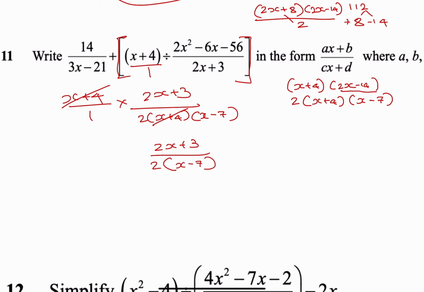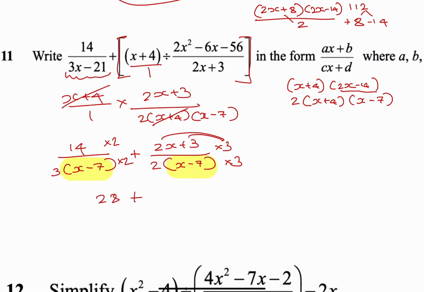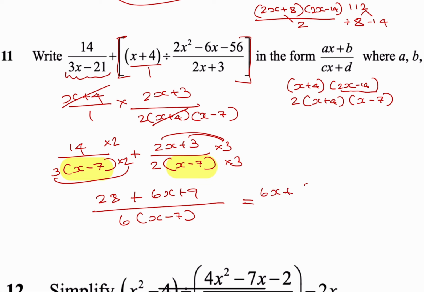Yeah? And plus, okay, 14 over, I better factorize this guy. 3 outside, x minus 7. Now, what I do have in common, my x minus 7 is common. The 2, I don't have a 2 here, so times everything by 2 here. I don't have a 3 on the other side, so times it by 3. So what do you have then? 28 plus, if you multiply it here and here, that's 6x plus 9 all over 2 times 3 is 6 bracket x minus 7 then. So that's 6x plus 28 plus 9 is 37 over 6 bracket x minus 7.